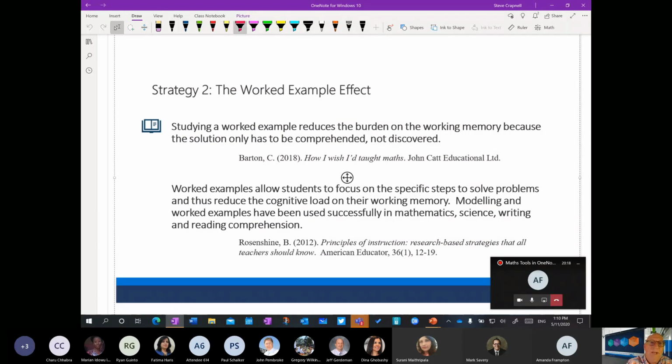However, now that I'm getting a greater understanding of cognitive load theory and working memory, studying a work example actually reduces the burden, simply because by following through a work example, the student only needs to comprehend, not discover. We've got to remember where we are. We're early in the learning episode. So the work example effect: the student doesn't have to discover the example, just comprehend it. It allows the students to focus on the specific steps to solving problems, and it reduces the cognitive load on their working memory. And that's really, really important.